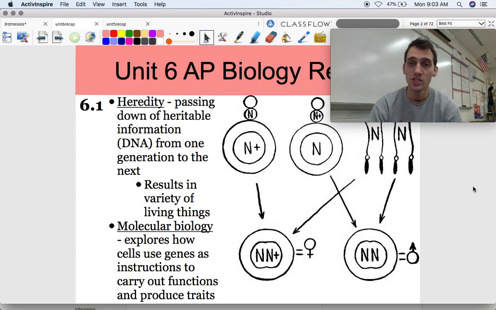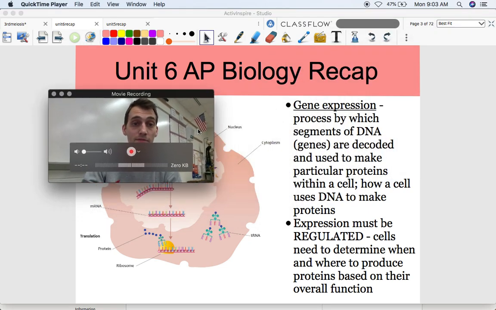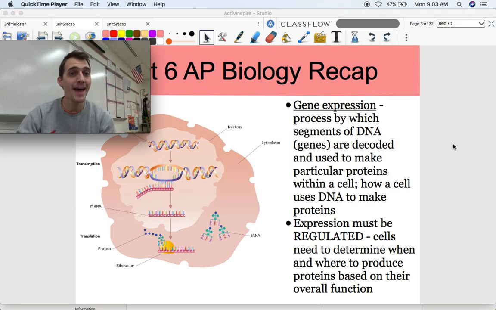Okay, where do you get your genes from? Well, they are passed down from your parents, and that's what our last unit was about. Unit 5 was about heredity, and this one is getting into how those genes are actually used within a cell to produce traits. So we're getting into the specifics of how DNA actually works. Unit 5 is all about where you get it from, and then the patterns and the probabilities that go along with that. This is how it's actually used.